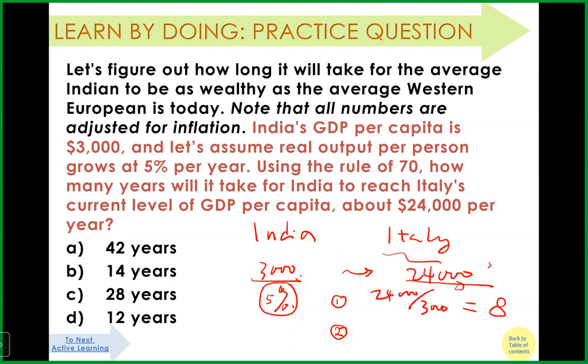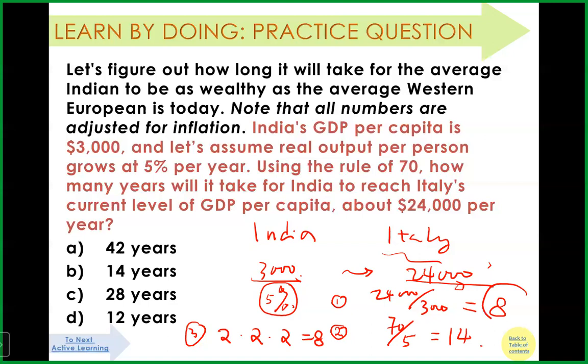Step 2. For India, how many years does it take to double? The rule of 70, right? 70 divided by 5 equals 14 years. Now the third step is, how many times does India need to double so that it catches up with the current Italy? They need to double how many times? 2 times 2 times 2.